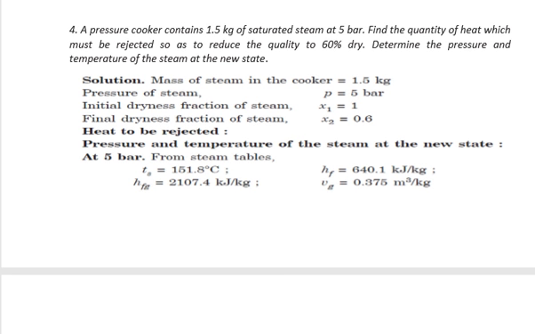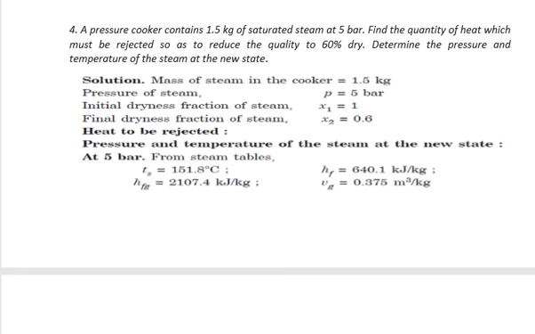In this numerical, one pressure cooker has 1.5 kg of steam at a pressure of 5 bar. You have to determine the quantity of heat rejected to the surroundings to reduce the quality to 60%, and in addition find the pressure and temperature of the steam at the new state. After 60% dry, what is the condition of the steam? That is, you have to determine the pressure and temperature.